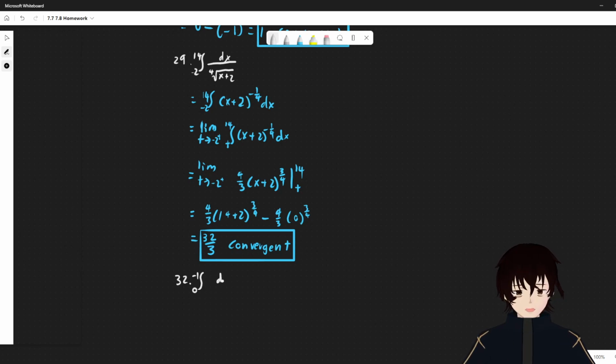32 wants to know the integral from 0 to -1 of dx over the square root of 1 minus x squared.